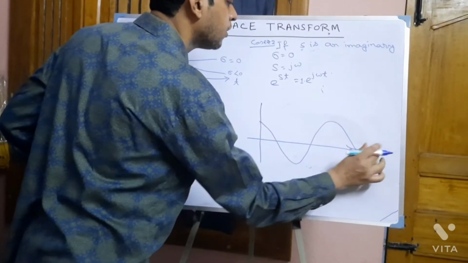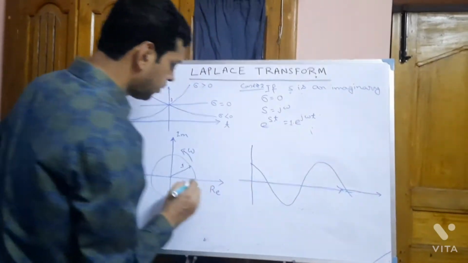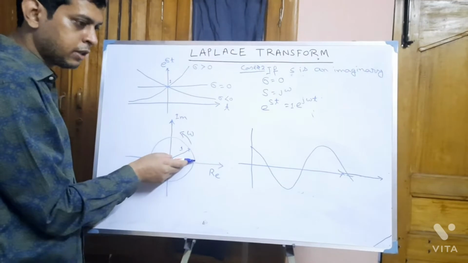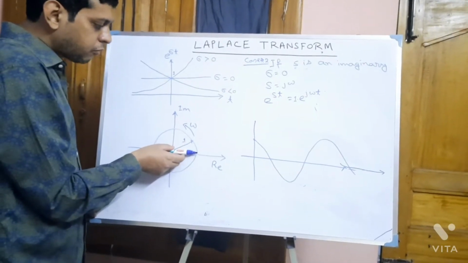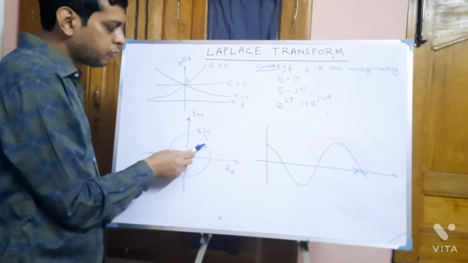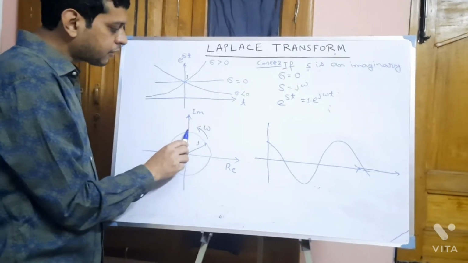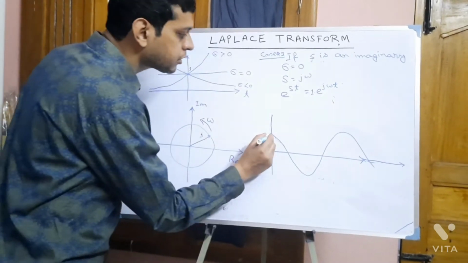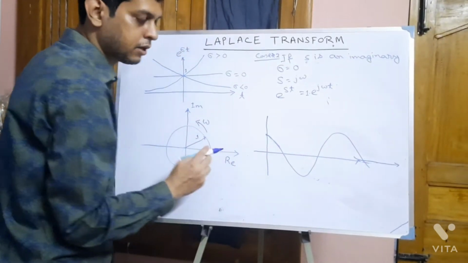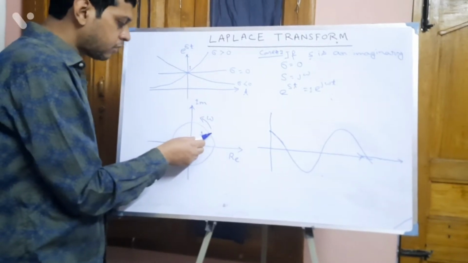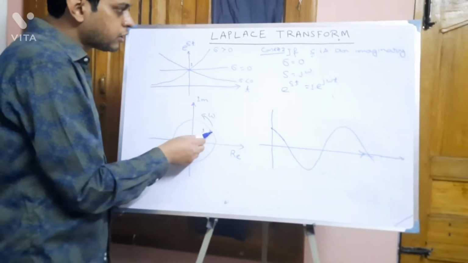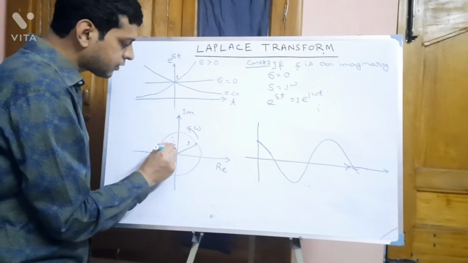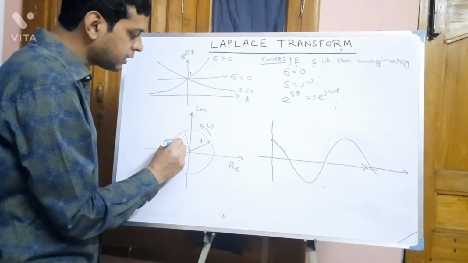Okay, when t equal to 0, the real part is equal to 1. When t equal to 0, the real part is 1, and the projection on the real axis of this phasor will decrease, and at this point the projection is equal to 0. This projection will get 0 here, and when the phasor rotates further, the projection on the x-axis or real axis will be negative.